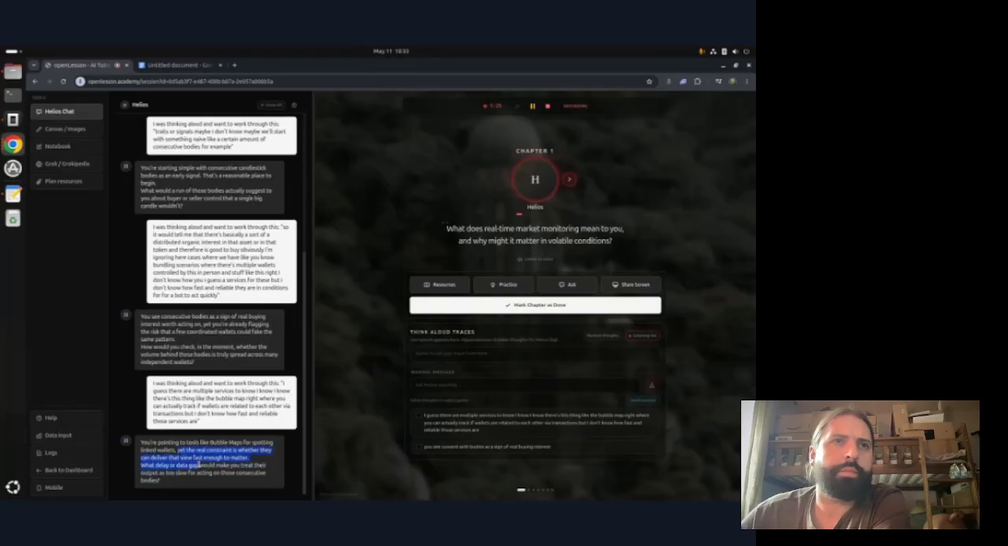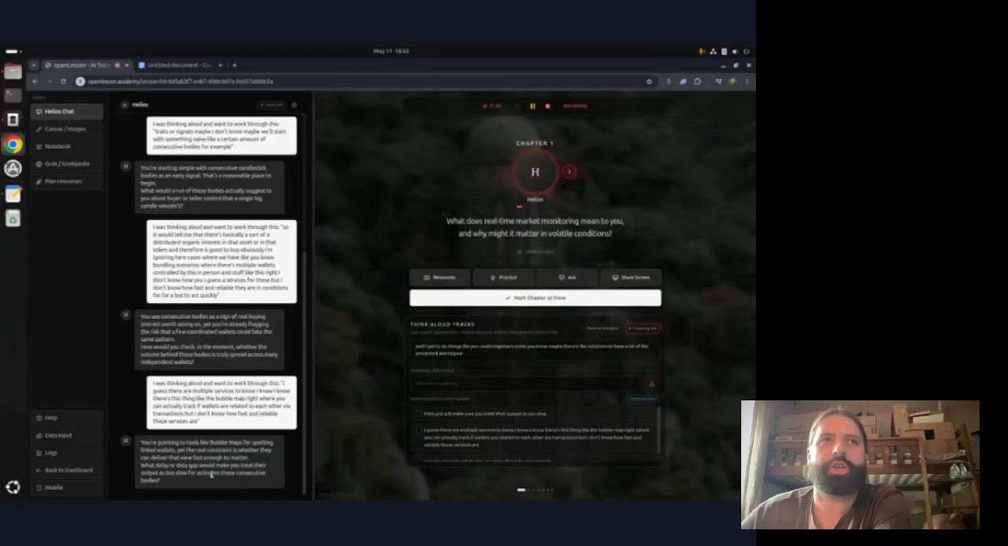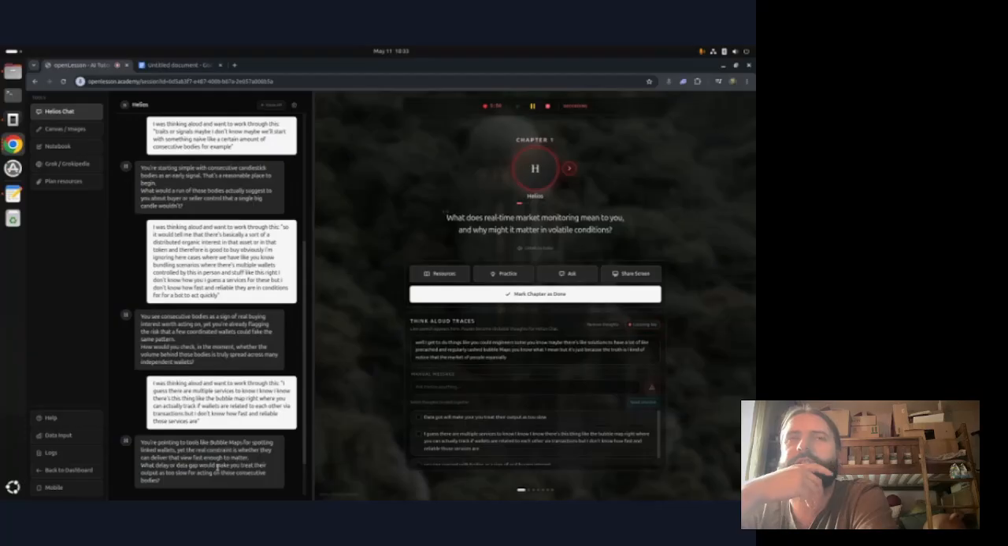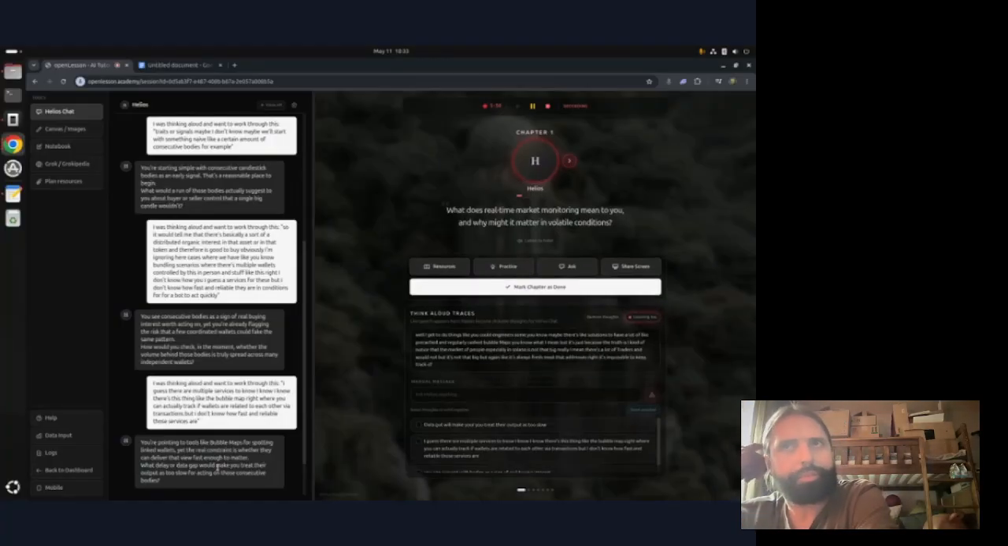What delay or data gap would make you treat their output as too slow? Well, I guess you could engineer solutions that have a lot of pre-cached and regularly cached bubble maps, you know what I mean? But the truth is, I noticed that the market of people, especially in Solana, is not that big. There are a lot of traders, but it's not that big. But again, it's always freshly minted addresses, right? So it's impossible to keep track of.